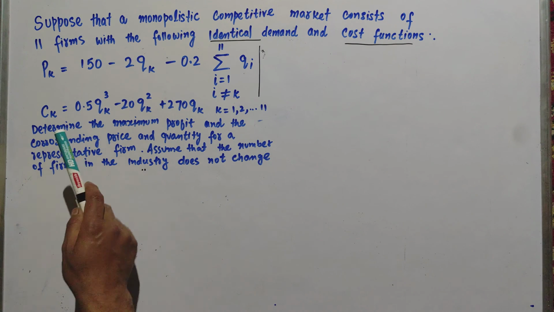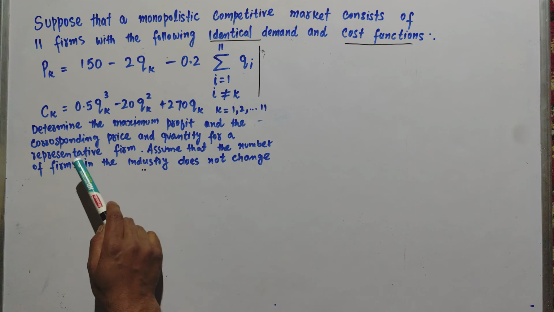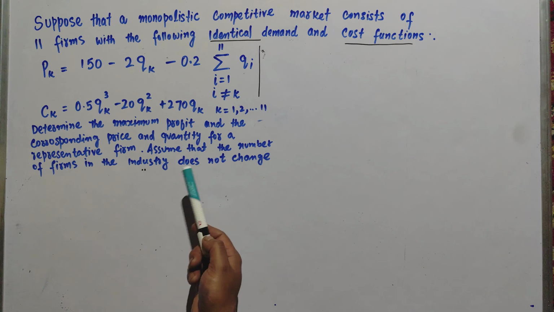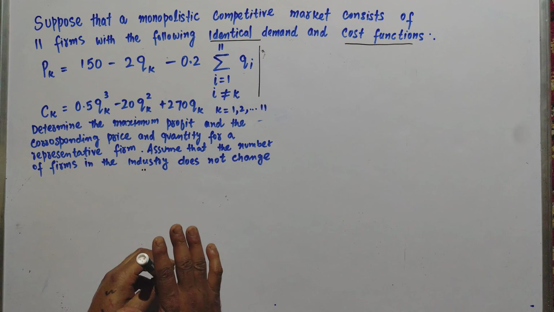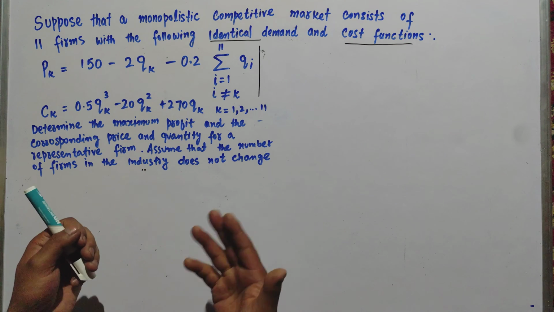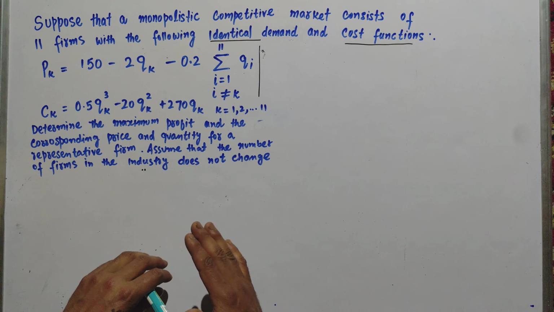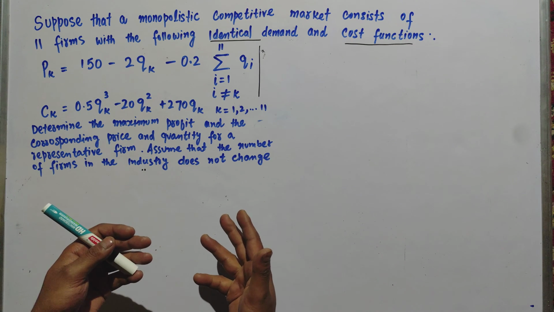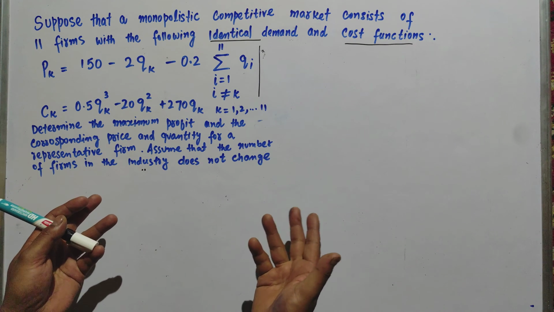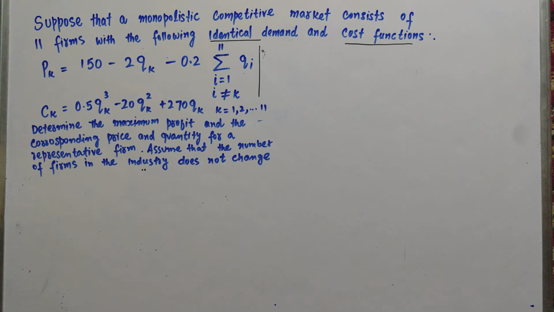We have to determine the maximum profit and the corresponding price and quantity for a representative firm, assuming that the number of firms in the industry does not change. Okay, so let me try to solve this question. A little bit of caveat here: I am solving this question, I don't know whether the method is correct or not. You people decide whether I have done it correctly or not. So a little bit of disclaimer was necessary for this question.